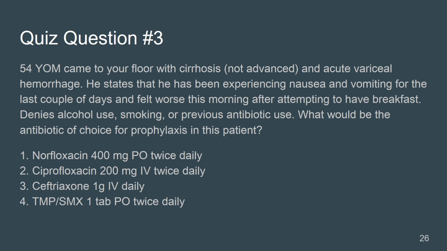Now for our final question, we have a patient case. A 54-year-old male came into your floor with non-advanced cirrhosis, acute variceal hemorrhage. He states he's been experiencing nausea and vomiting for the past couple of days, and it actually felt worse when he tried to take down breakfast this morning. He denies alcohol use, smoking, or previous antibiotic use. So what would you recommend in terms of prophylaxis for this patient?